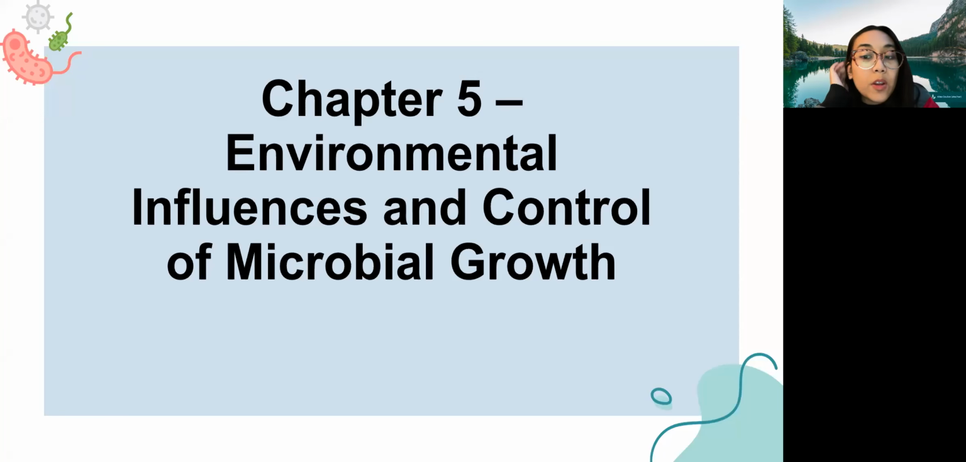Okay, so in this video, I'm going to go over chapter 5, which talks about environmental influences and control of microbial growth. So we're basically now going to go into how microbes grow and the different conditions that they require to grow. And obviously, different types of bacteria have different growth requirements, but we're going to talk about the different things that influence how they grow.